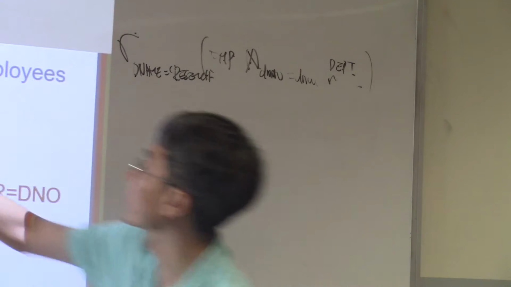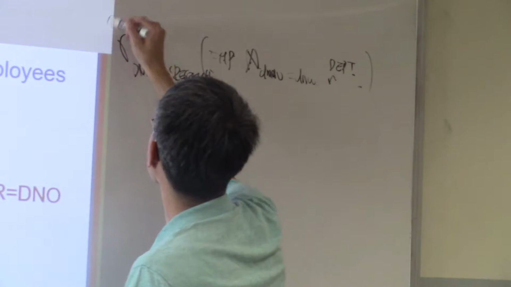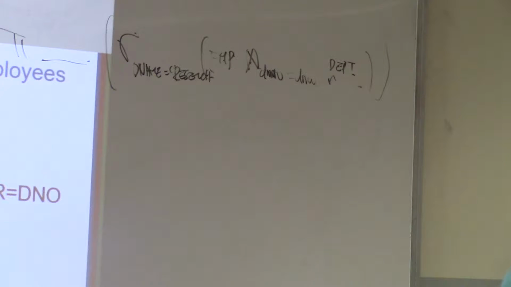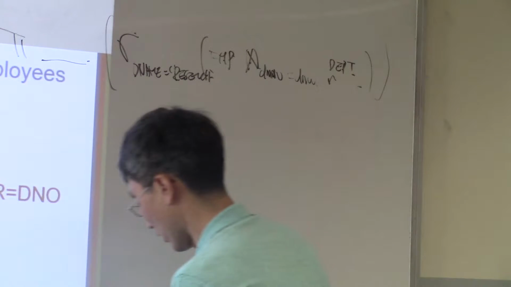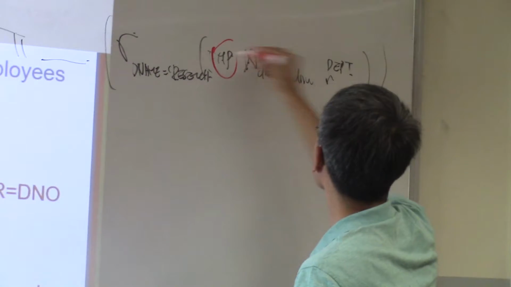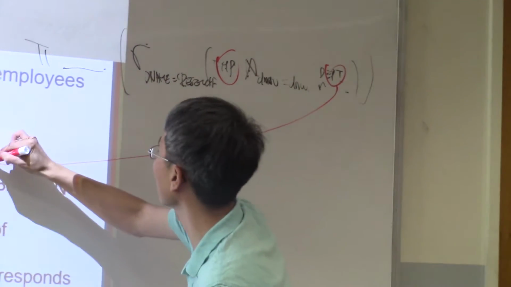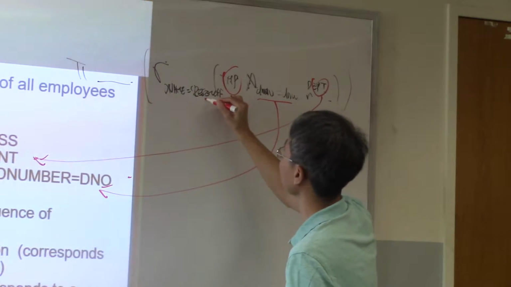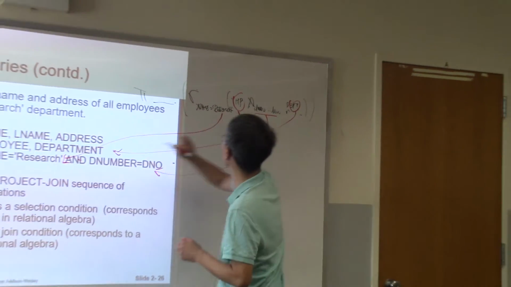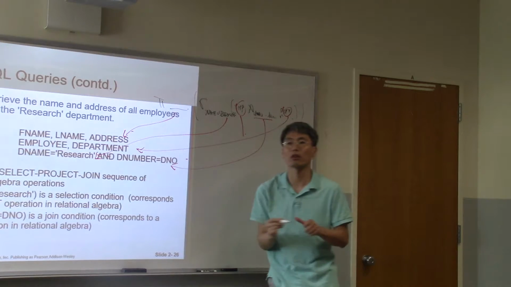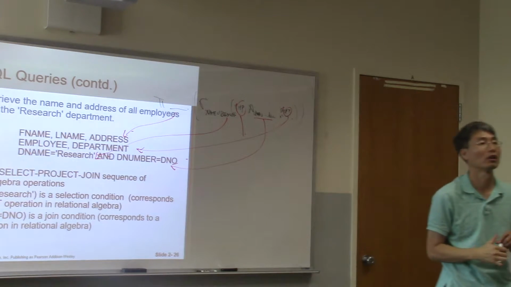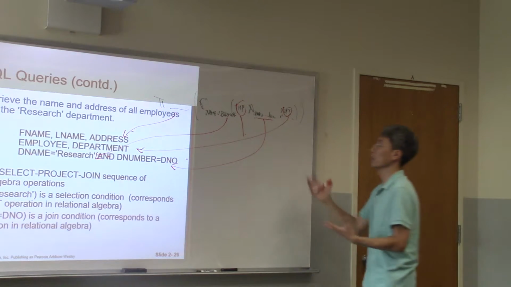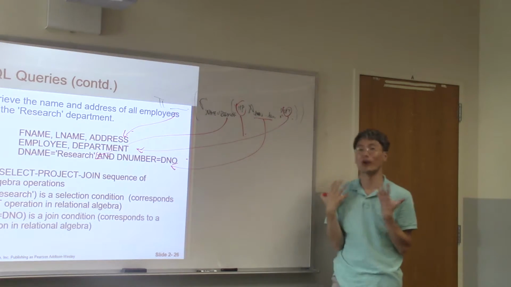Okay, then we need the name and address of all employees. We can project the list. Yeah? The others are just straightforward. Employee and department go here. The join condition goes here. And research goes here. And the list goes here. That's it. That is the sequence. That was the reason we discussed the relational algebra expression first.